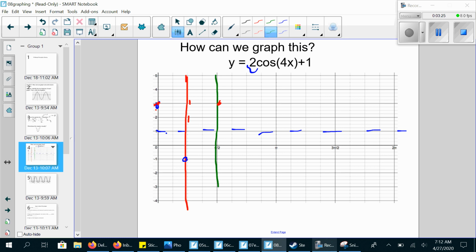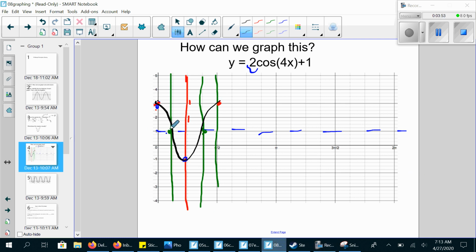And then exactly between those 2 points, that's where I'm going to hit my midline. So I'm going to hit the midline there and there. And that's going to be the shape of my cosine graph. And it's going to be like that.